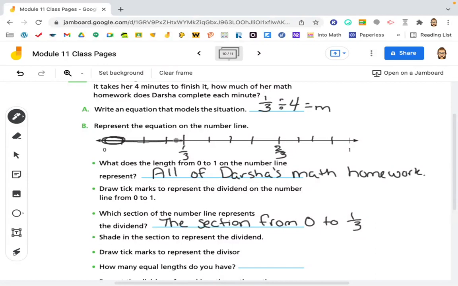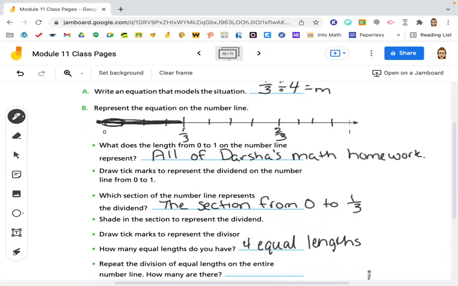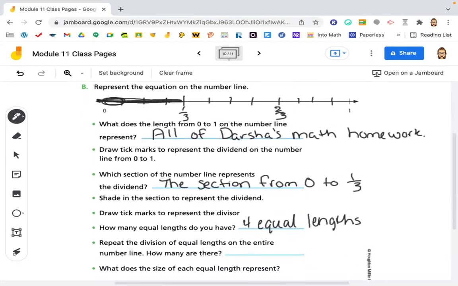Then draw the tick marks to represent the divisor. How many equal lengths do we have? Well, in this section we have 4 equal lengths. Repeat the division of equal lengths across the number line, which we did. How many are there? Well, we have 3 sections. 3 times 4 is 12 equal lengths.